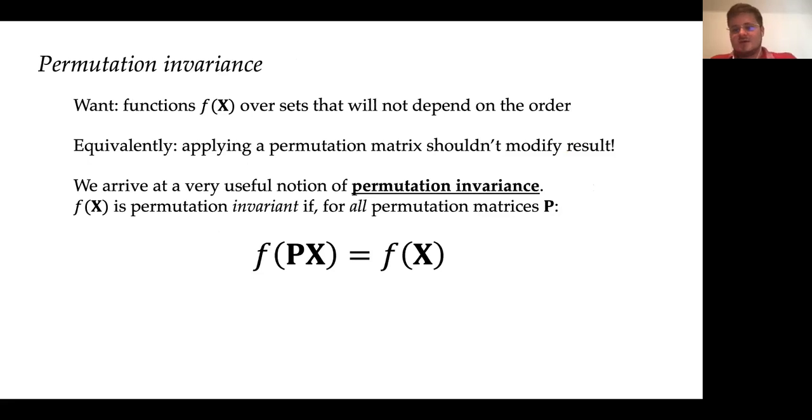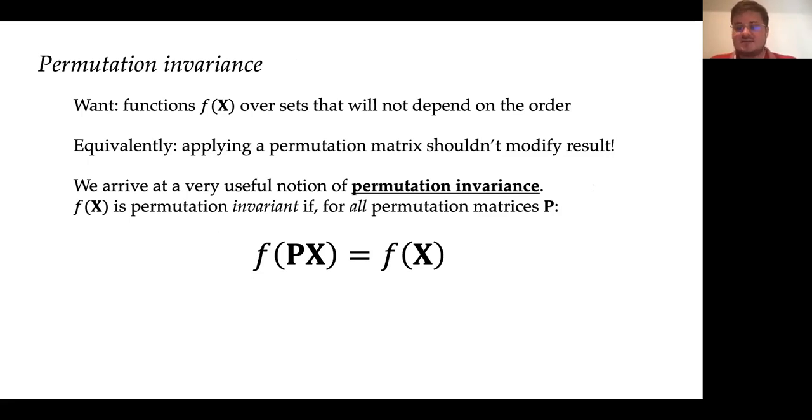So now we're ready to invoke the first important part of our geometric blueprint, which is invariance. So what we want is, as I said, functions f(X) that operate over these sets of node features that will not depend on the order of the nodes. Or equivalently, if you apply a permutation matrix to the node features, it shouldn't change the result. And this gives us, pretty much by direct application of the geometric deep learning blueprint, permutation invariance as something that's desirable for set neural networks.